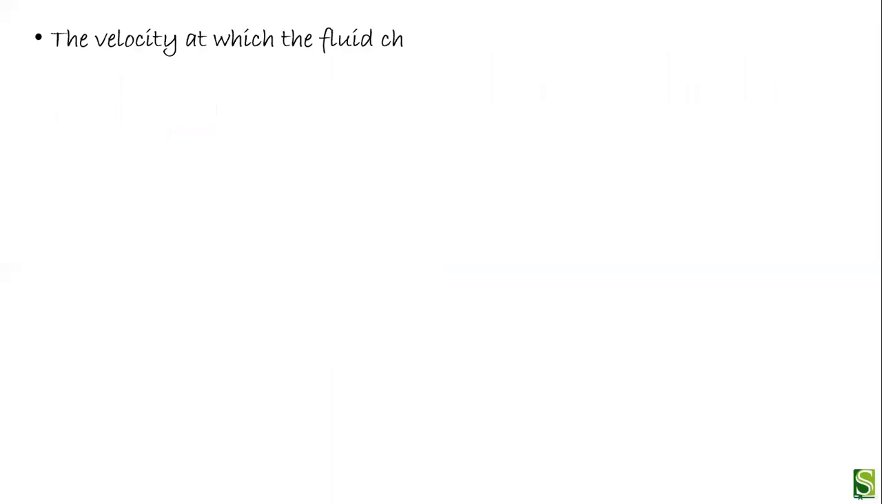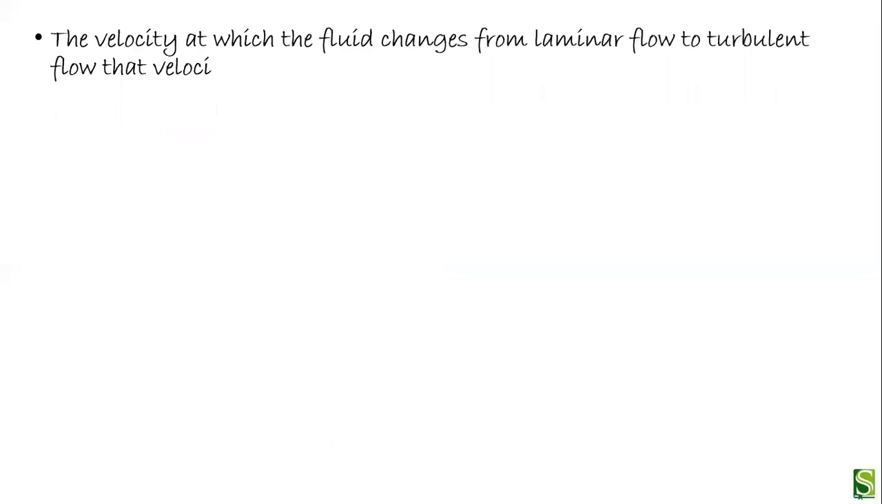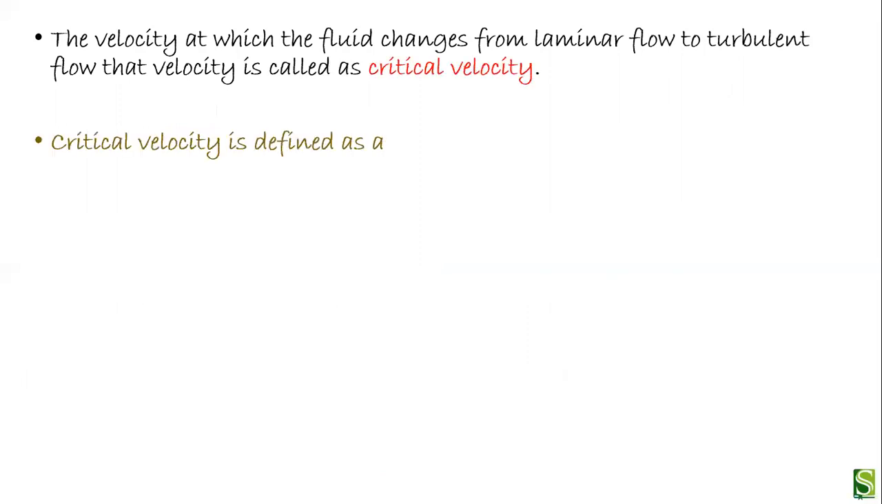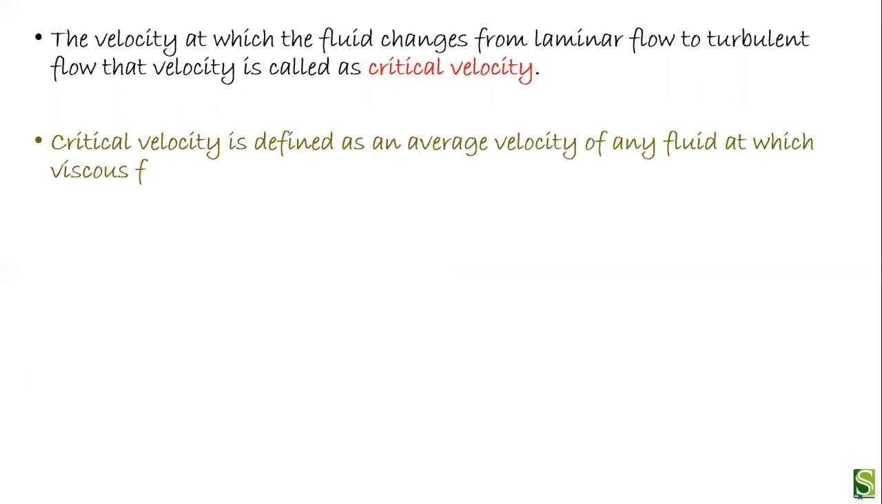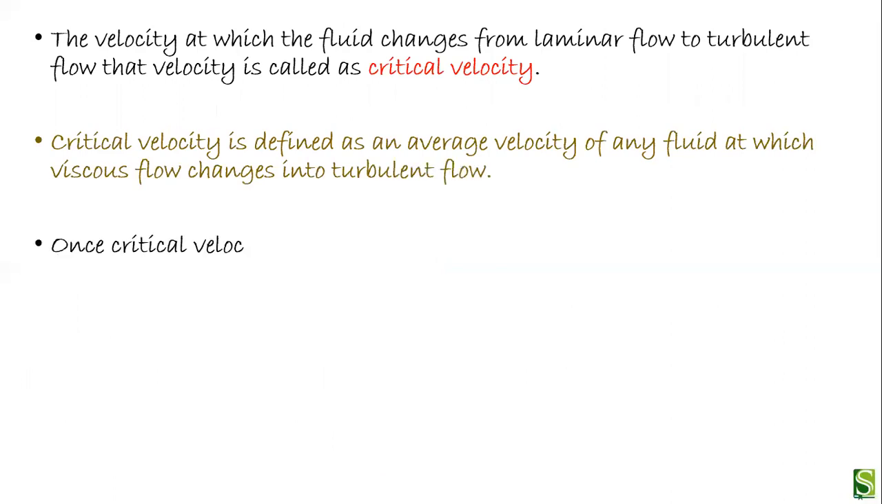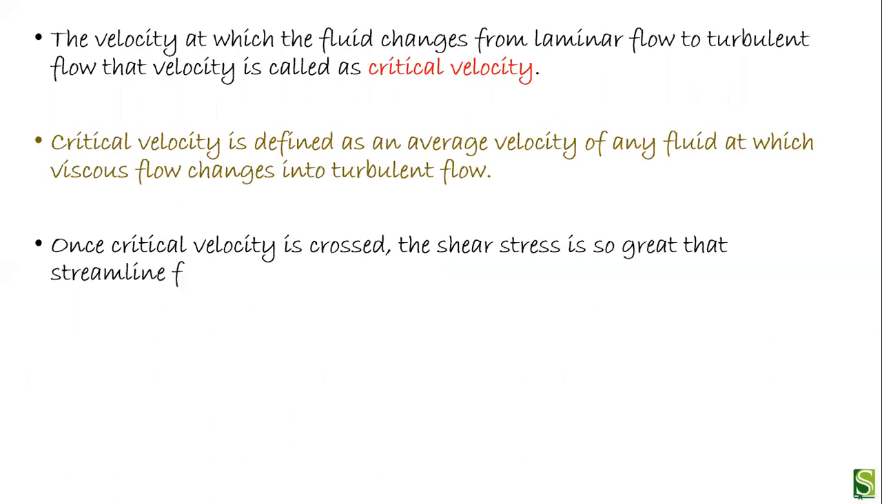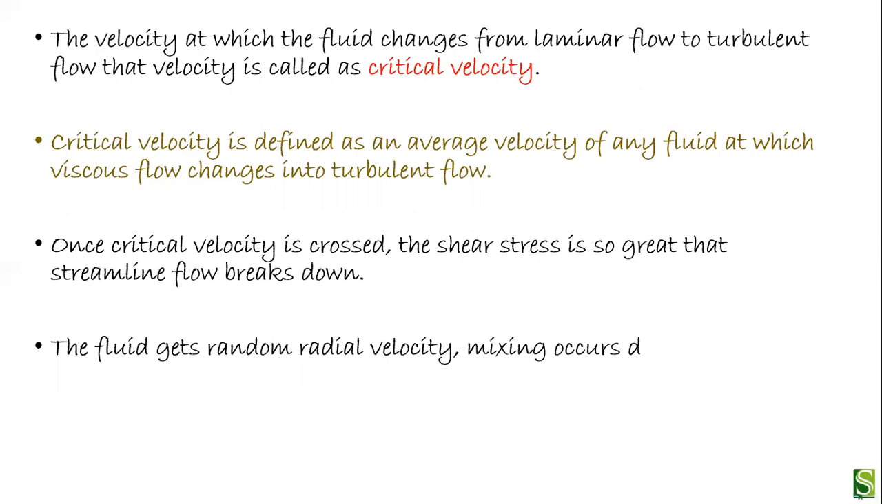The velocity at which the fluid changes from laminar flow to turbulent flow is called the critical velocity. We can define critical velocity as the average velocity of any fluid at which viscous flow changes into turbulent flow. Once critical velocity is crossed, the shear stress is so great that streamline flow breaks down. The fluid gets random radial velocity. Mixing occurs due to formation of eddies.